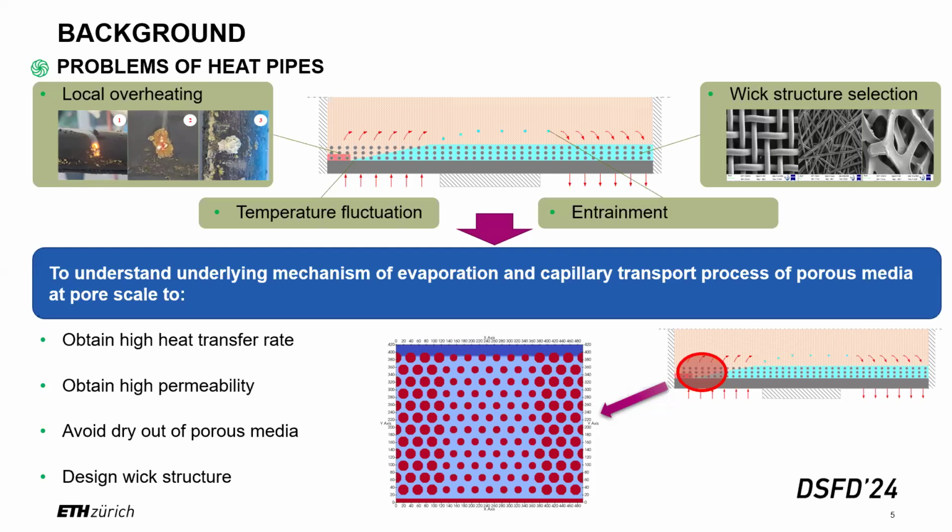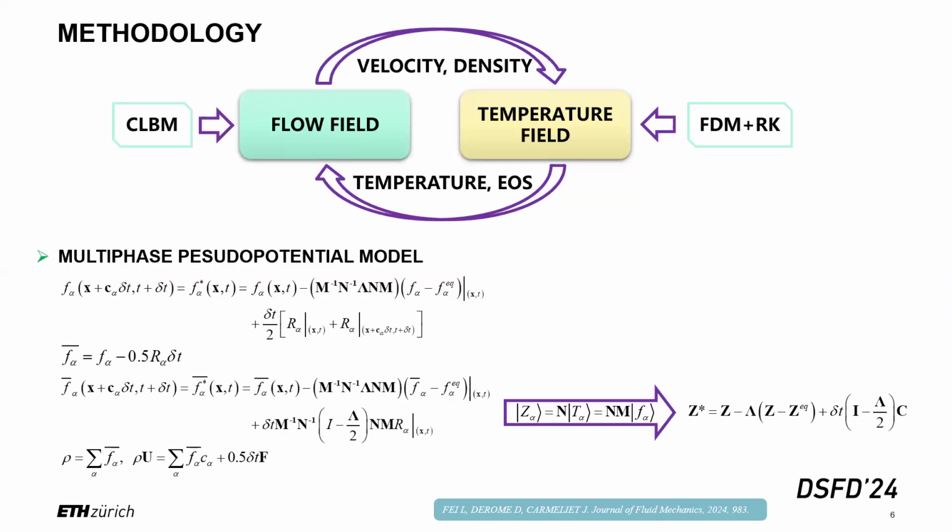To solve these problems, we are required to understand the underlying mechanism of evaporation and capillary transport of porous media at pore scales, to obtain high heat transfer rate, obtain high permeability, avoid the dryout of porous media, and design and optimize the weak structures. So we select the typical structures inside the heat pipes as this to investigate the evaporation process. Now the next is methodology.